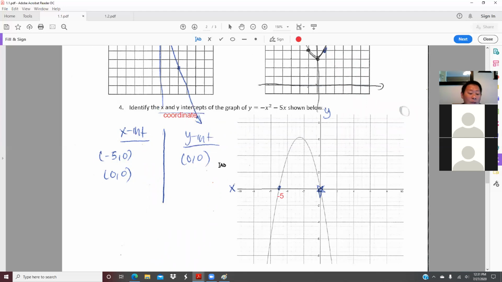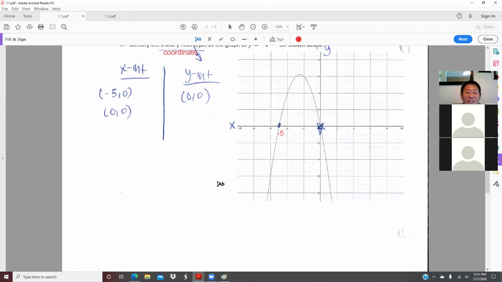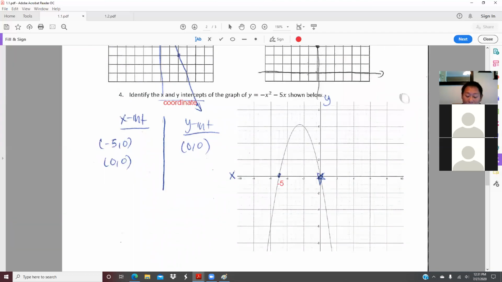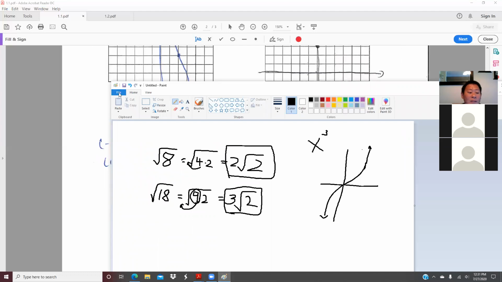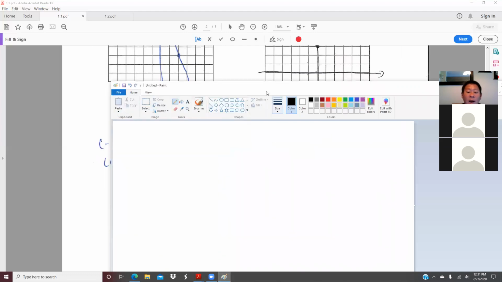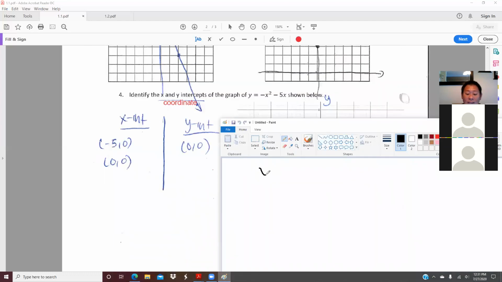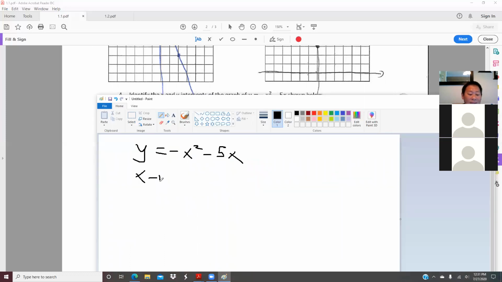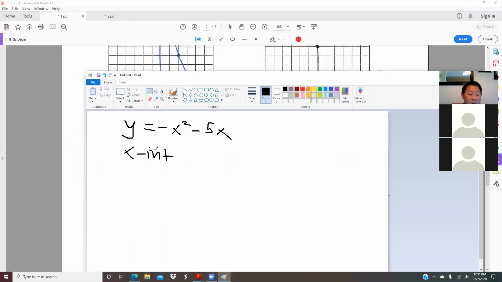Okay. So what happens if the question did not provide you the graph and they want you to find the x and y intercept? So what you do here is, let's say this is the equation y equals negative x squared minus 5x. So we know the answer. This is your answer because the graph is here. So what you do is, in order for us to find the x-intercept, you have to put y equals 0.